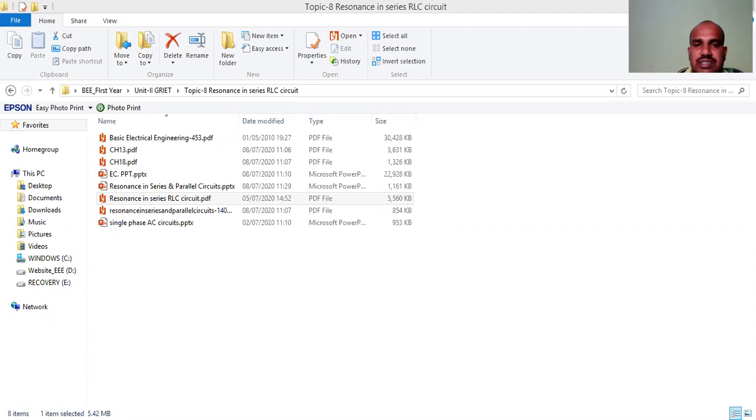This is a series RLC circuit. As already told, in the series circuit, resonance means XL minus XC equal to 0, XL equal to omega L, XC equal to 1 by omega C. So finally you get XL equal to XC. Omega means 2 pi FR. FR whole square equal to 1 by 4 pi square into LC. FR equal to 1 by root over 4 pi square LC. So FR equal to 1 by 2 pi into root LC. That is called the resonant frequency.